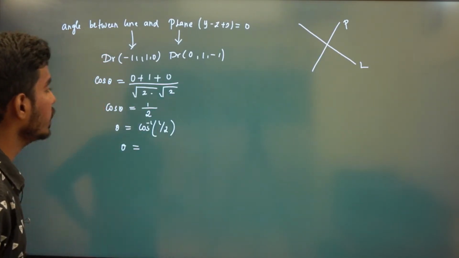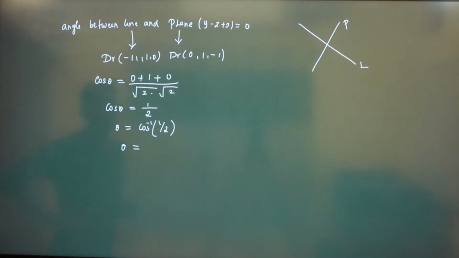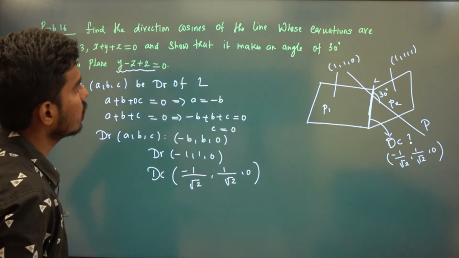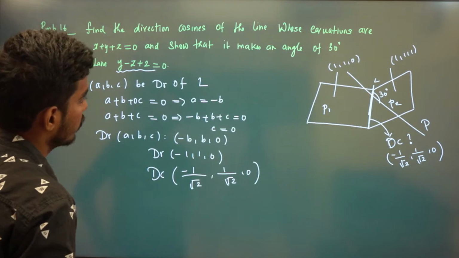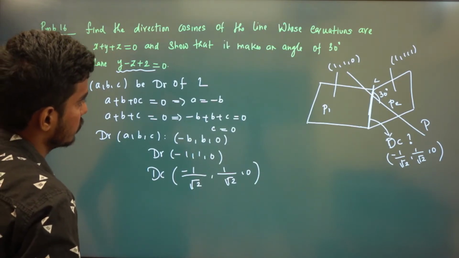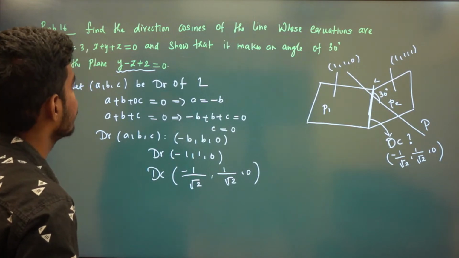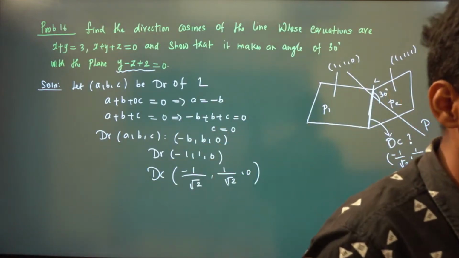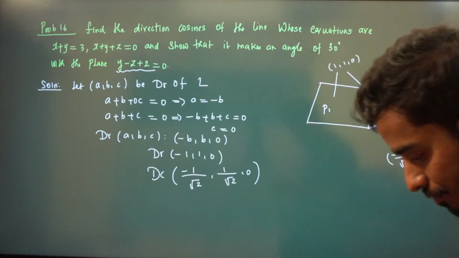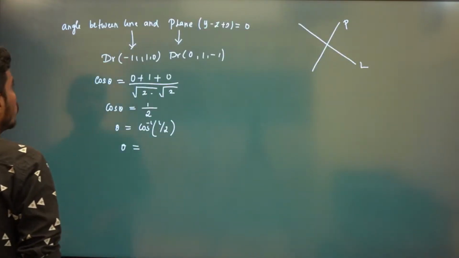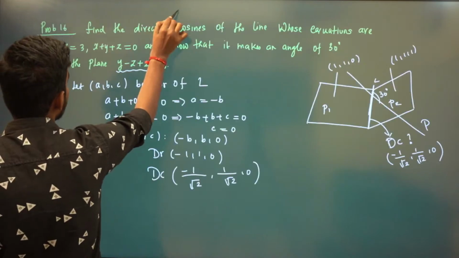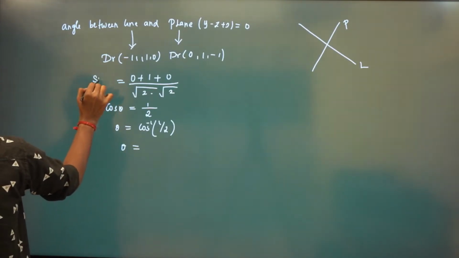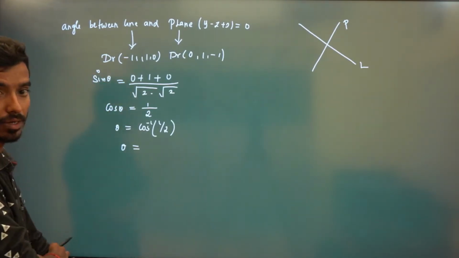Okay, I think we need to find the angle between, just a minute. I think I made a mistake. I haven't told you how to find the angle between a line and a plane. Actually, the angle between a line and a plane is given by sine theta, not cos theta. So just make a note of it.